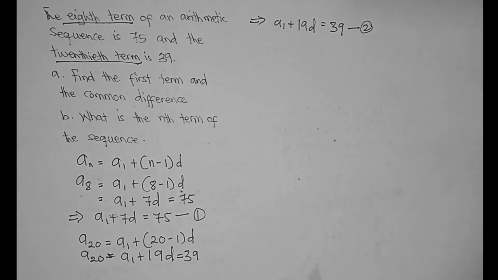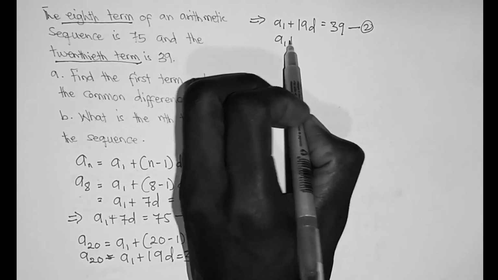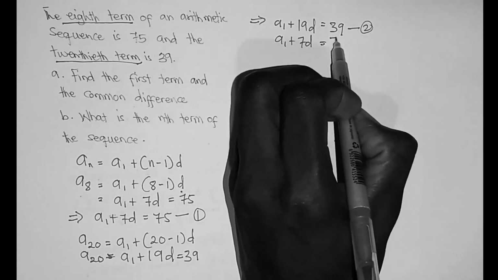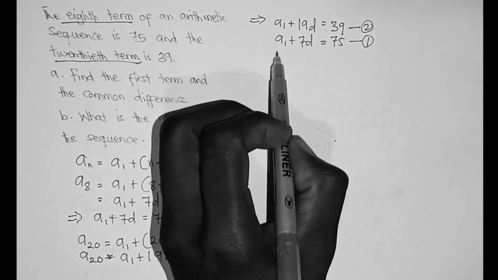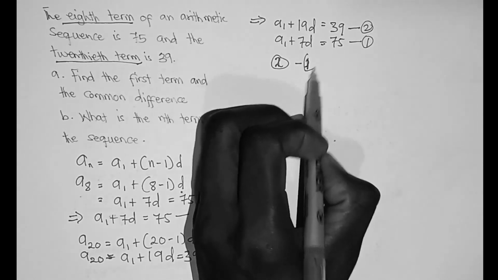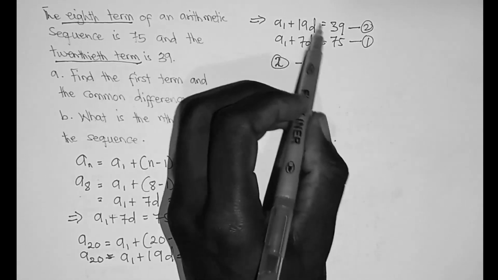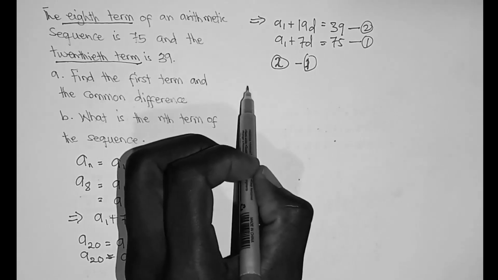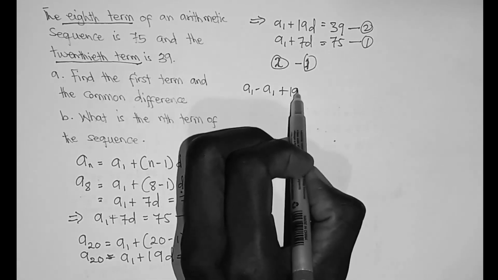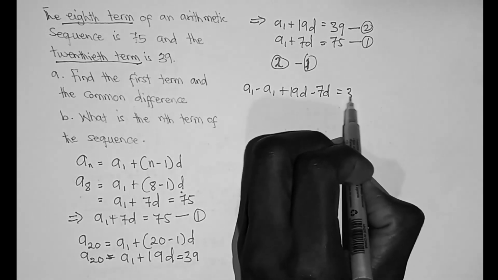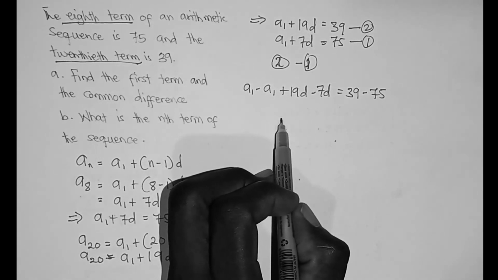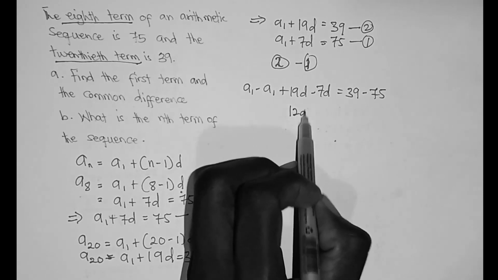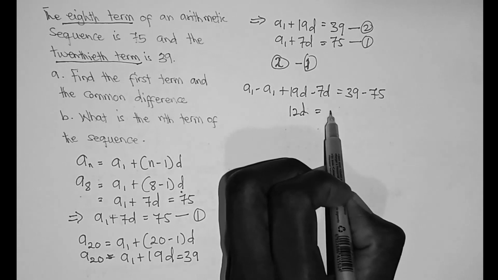So let's take equation 1 and equation 2 and solve them simultaneously to find the first term and the common difference. So let me write equation 1 down here. Equation 1 is A1 plus 7d is equal to 75. So you see that there is A1 here and there is also A1 here. If we subtract equation 1 from equation 2, then we can get rid of A1, and therefore it will only remain with d. So equation 2 minus 1 is A1 minus A1 plus 19d minus 7d equals 39 minus 75. So A1 minus A1 is 0. 19d minus 7d is 12d equals 39 minus 75 is minus 36.